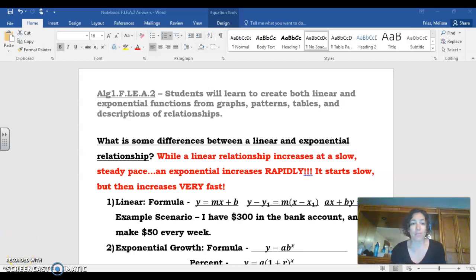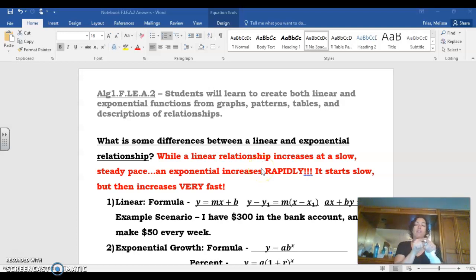Hi everybody. I'm here with another lesson for exponential functions, and hopefully this will help you to understand even what we were going over last week better. We have for exponential functions, the biggest difference between them is it's talking about it right here. The linear relationships increase at a slow, steady pace, just like your regular line graph, while an exponential increases rapidly, it's that curved graph.